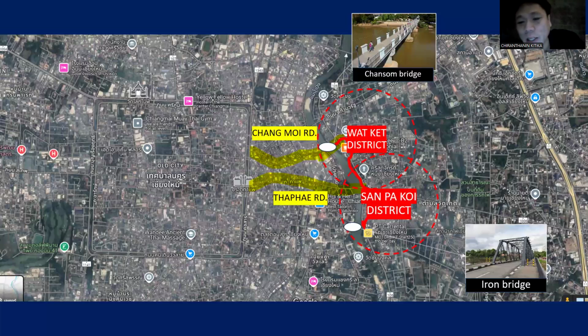Okay, so where are Watgate and San Pakoy? Remember Chiang Mai and Taipei? It's the street by the Ping River, right? But now we go further to the east side. Watgate and San Pakoy is a nearby neighborhood, and the street connects from Chiang Mai to Chan Som Bridge, and you walk along the Watgate district to Taipei Street, which has the Iron Bridge. So right now you will go to the red area between Chan Som Bridge and Iron Bridge to get an experience and try to get a question and what you want to add to the pictures.